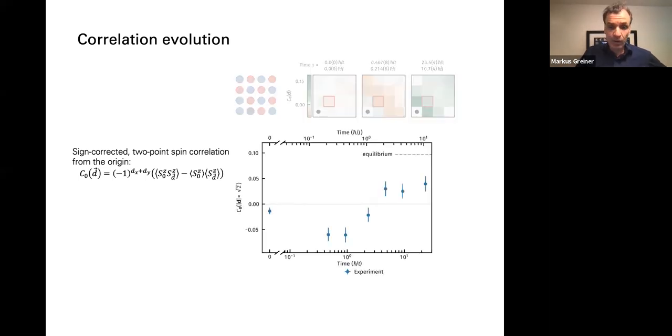Okay, we can plot the strength of this correlation as a function of time, logarithmically plotted here. This is now the correlation on the diagonal site, and initially this has the wrong sign, and then it relaxes to the right sign. But over many tunneling times, we also find that it does not reach the equilibrium value, which would suggest that the hole really deposits its energy into these magnetic excitations, for example.